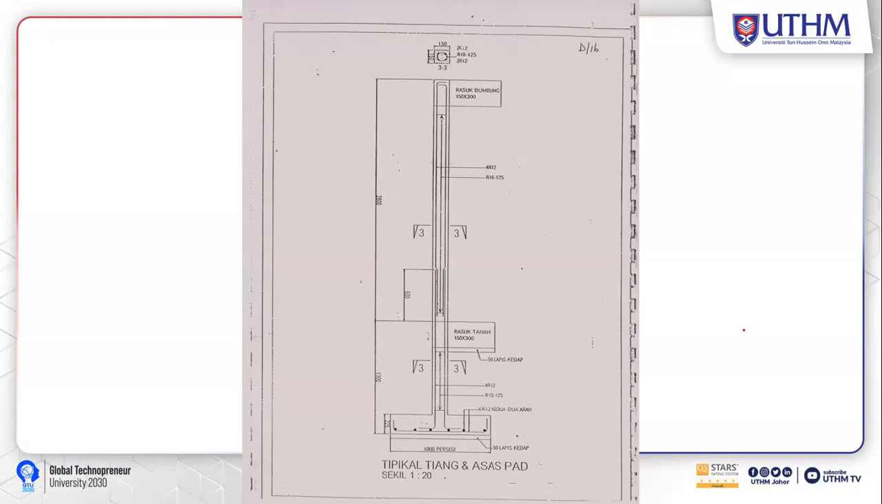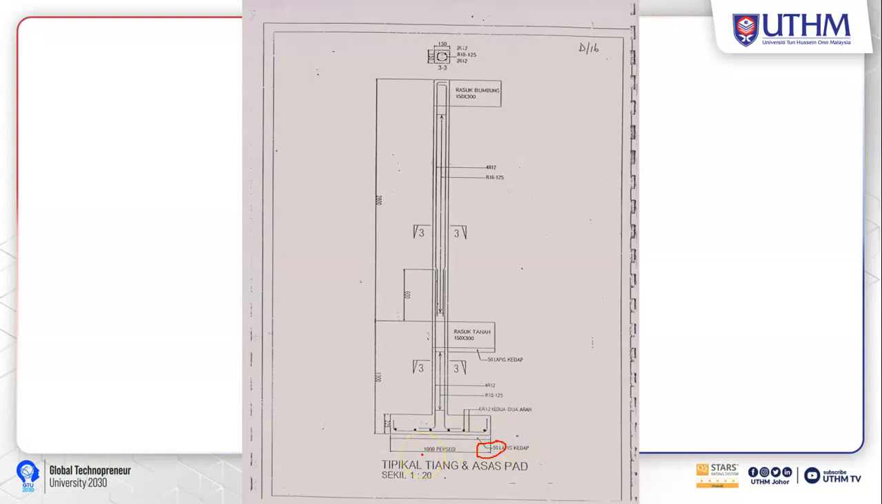This is also an example of a typical column and pad footing. This one is the cross section, because we can see what is inside the column and pad footing. So we can indicate all the necessary reinforcement bars, and the cover thickness here, which is stated as 50 mm.